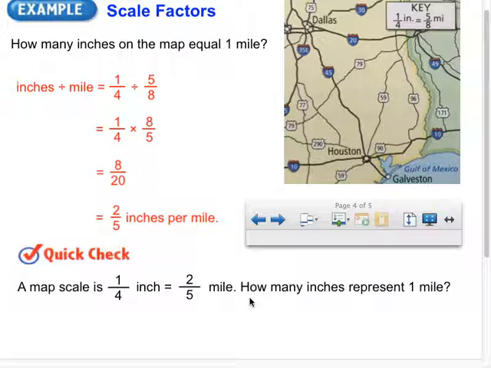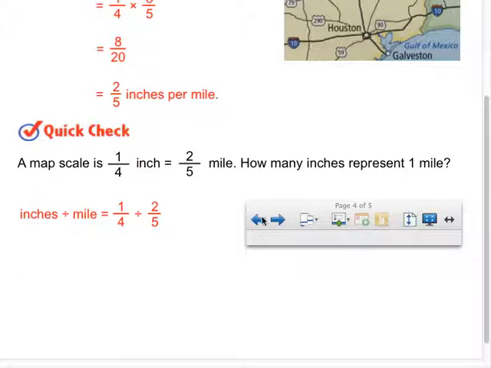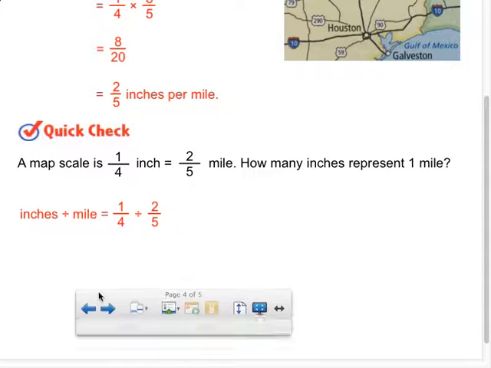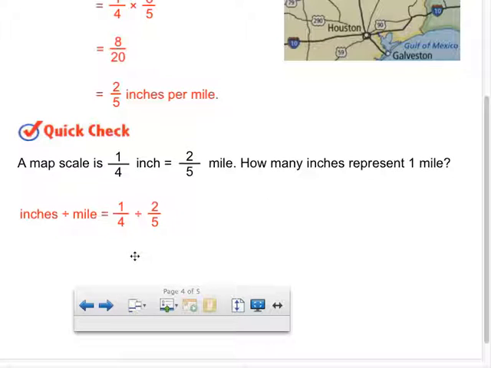Can somebody help her out? Jonathan, can you give her a hint? What are we doing? What are we going to divide? Right. So here's what we need to do. We need to divide these 2 units. Nicole, can you finish it up? Now that you know what the first step is, the setup, what's the next step? Reciprocal of what?